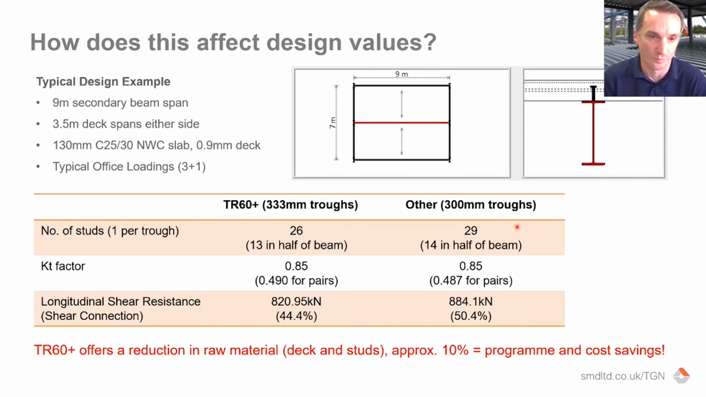I've looked at that and what that means in terms of compared to a 300 trough. So just on this relatively simple example here, you can see it means fewer studs on the beam naturally because they're slightly further apart. The factor for each stud is pretty much the same, although slightly different because of the geometry of the profiles, as we talked about earlier. And the longitudinal shear resistance is then reduced because of that one less stud.